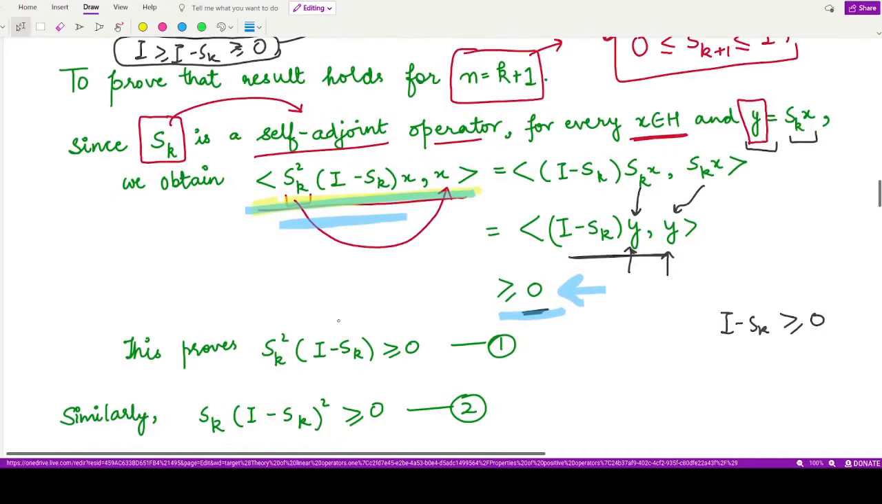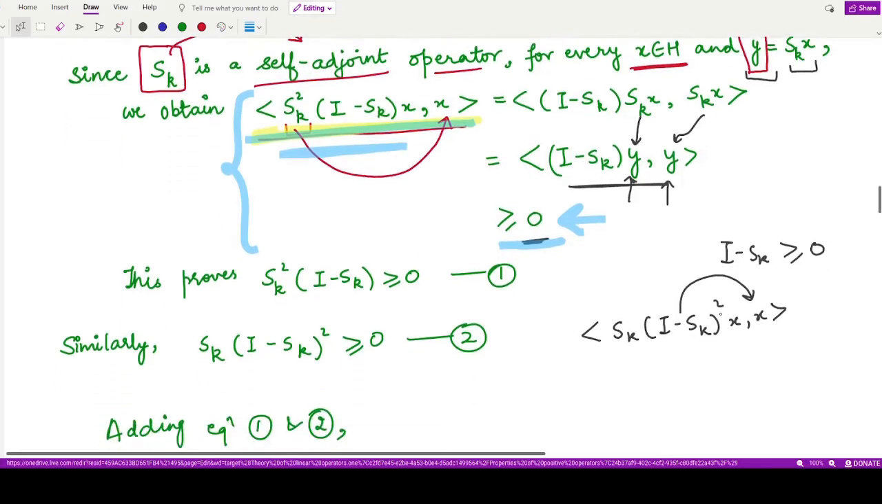Similarly, because I minus S_k is also a self-adjoint operator, using this same calculation onto S_k (I minus S_k) squared, we may have this as a positive operator again. So let's call this equation 2. How can you prove this? You can take the inner product of S_k (I minus S_k) squared onto some element x and x. Now you can shift this to this side again using self-adjointness, and then use the same result in order to prove that this is greater than or equal to 0.